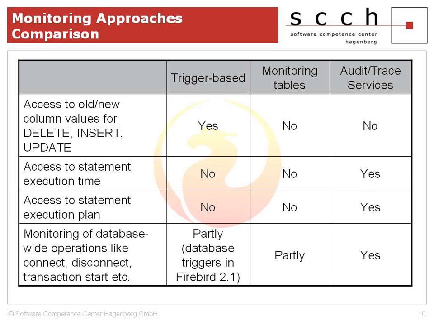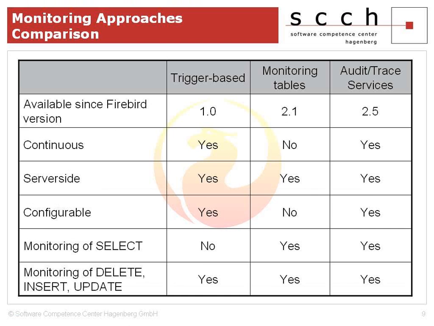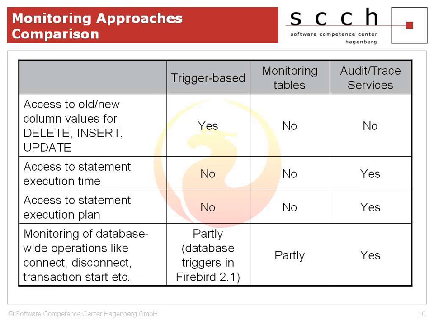What you don't have in the monitoring tables or in the Audit and Trace Services API, if you are changing data, the trigger-based solution is the only one available which can give you the information. On the other side, the Audit and Trace Services API is the only solution which gives you access to the statement execution time and the statement execution plan. And for monitoring of database-wide operations like connect, disconnect, transaction start, the Trace API is the ideal solution. So as you can see, there are quite some differences here. So in practice, it's a mix of these approaches you probably will use for monitoring the database.